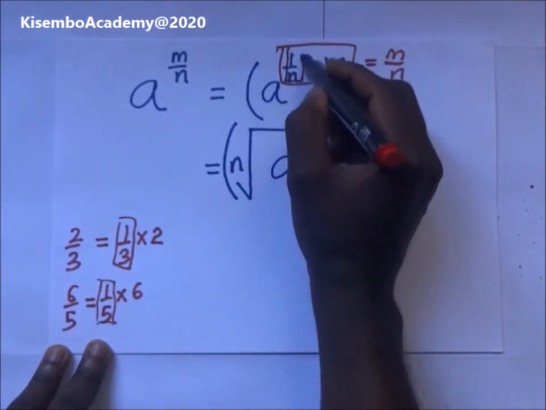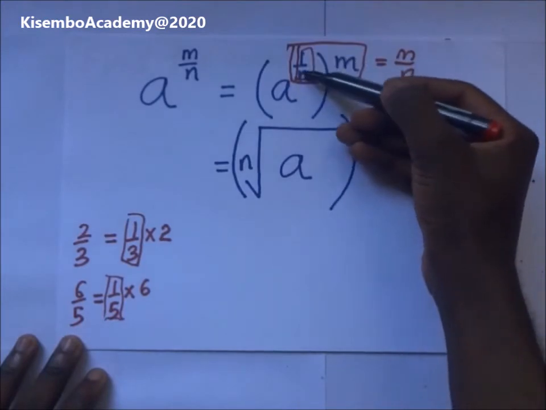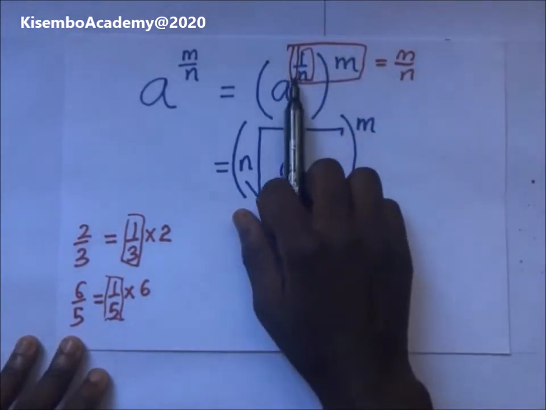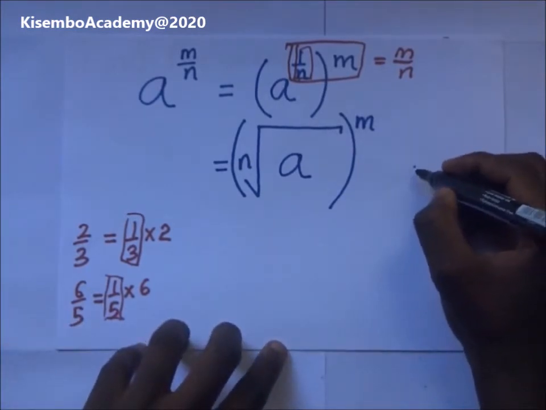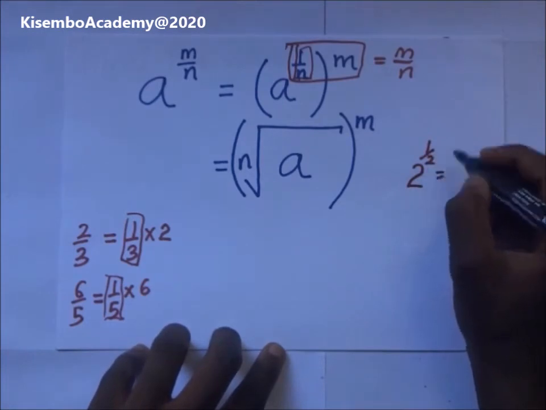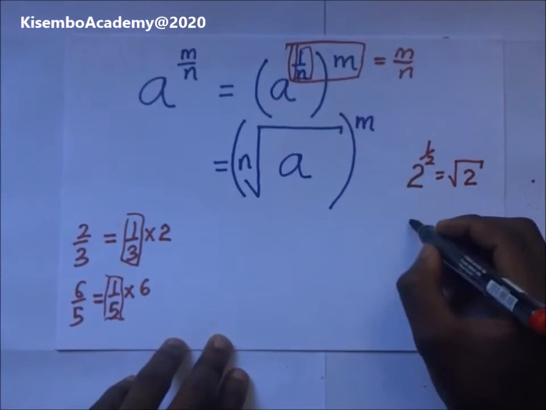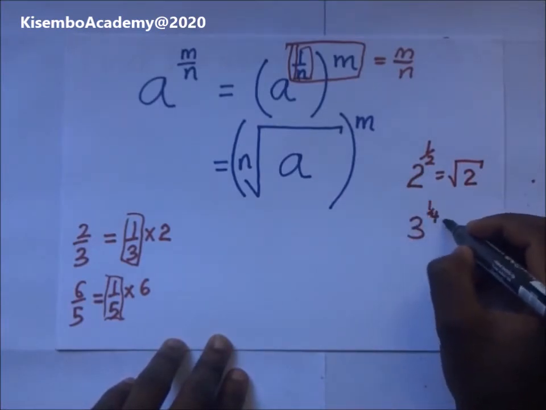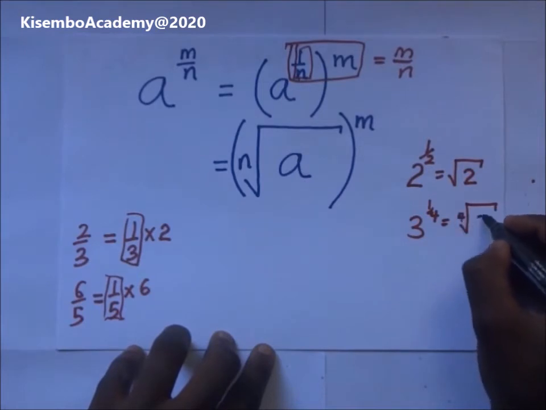We are interested in this fraction that is having the 1. Because any number to the power 1 over n is equivalent to the n-th root of that number. For example, if it is 2 to the power a half, this is the same as the square root of 2. If it is 3 to the power quarter, this is the same as the fourth root of 3.